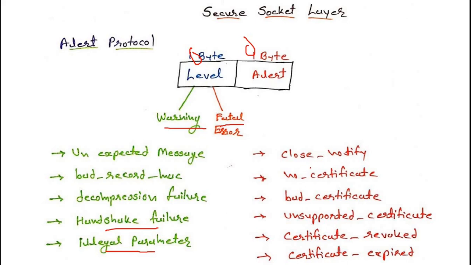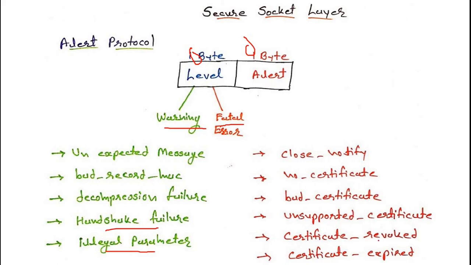So let's see what the alert messages are. First, close notify: in case of an emergency, they send a notification about closing the connection. Then no certificate: whenever the server asks the client to produce certificates and the certificates are not produced by the client, it is a no certificate. Bad certificate: this certificate is not proper, like when the certificate produced by the client is not readable or is corrupted. Unsupported certificate means the certificate is available but not supported for this particular connection.